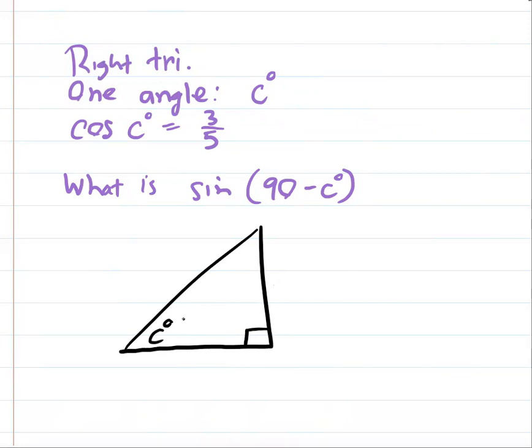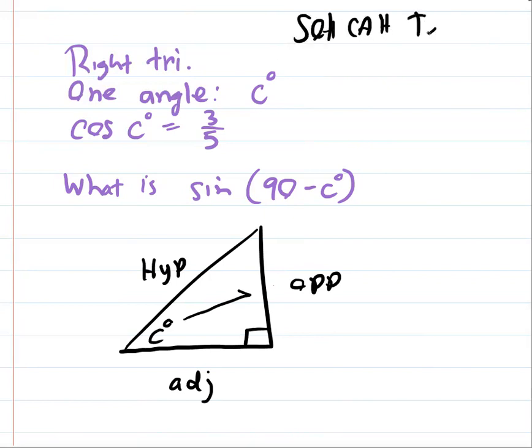Let's go ahead and put our trig ratios on there. This is the opposite. This is the hypotenuse. And here is our adjacent. And in SOHCAHTOA, cosine is adjacent over hypotenuse. So adjacent is 3, hypotenuse is 5. And we're being asked, what's the sine of the other angle?